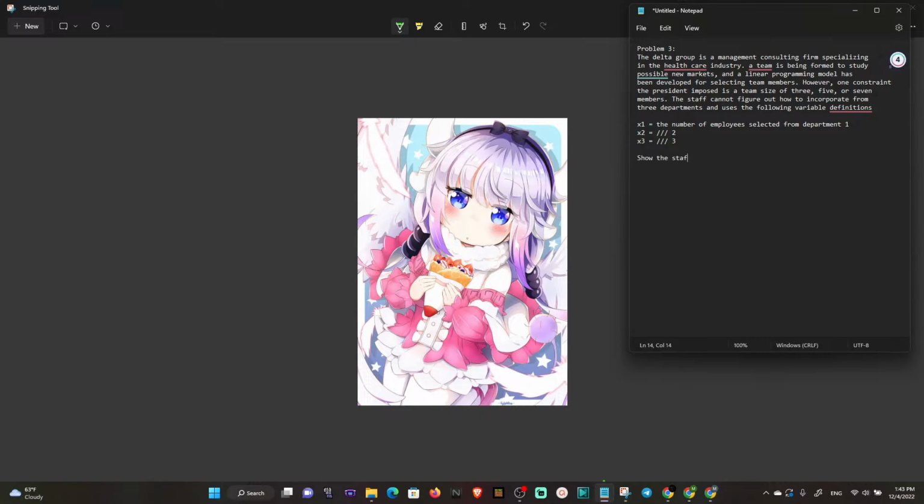Now, you've got to show the staff how to write constraints that will ensure that the team will consist of 3, 5, or 7 employees. The following integer variables should be helpful. Okay? And then the following integer variables are y1 is curly brace 1 if the team is 3, colon 0 otherwise.